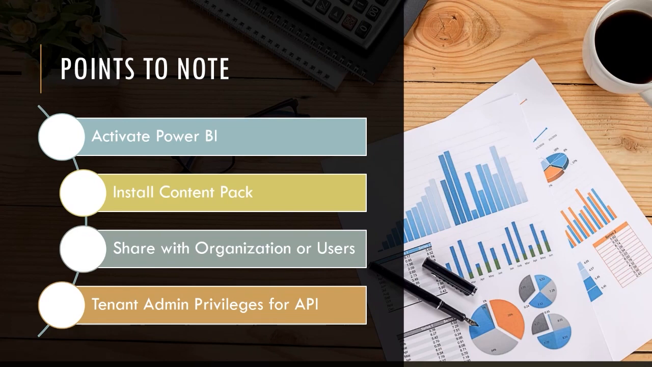And then you need tenant admin privileges for the API to function properly, because the moment you go and hit connect to your data source, there is something that happens, and I'll show you guys. There's something that happens in the backend that sets up a connection so that the data can be read from your tenancy, and that will not happen if you don't have tenant admin privileges.